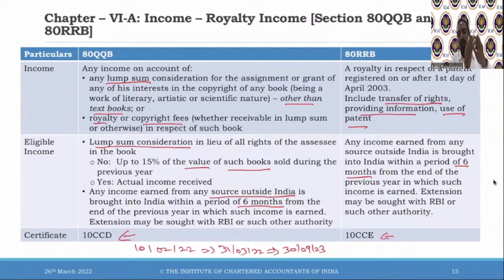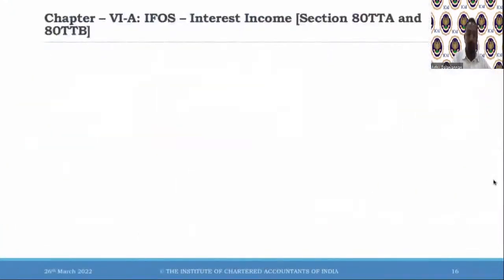So this is about royalty. One is for author, another is for patent holder. For patent holder, it is 80RRB. For author, it is 80QQB. So that's the difference.